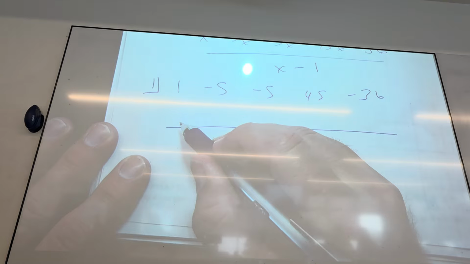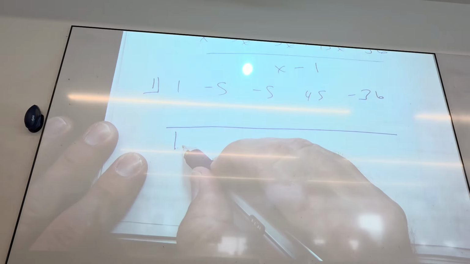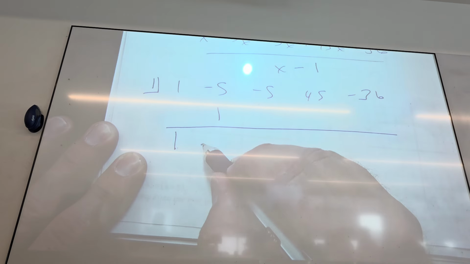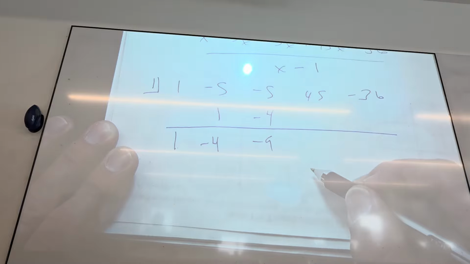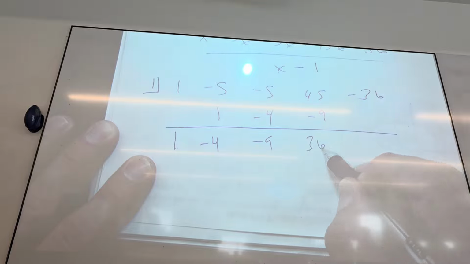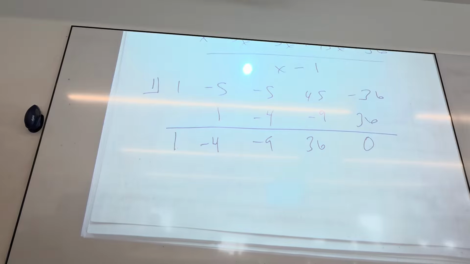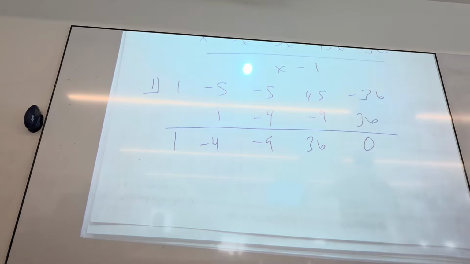1 times 1. Bring the 1 down. Is that what you said? Okay. 1 times 1 is 1. -5 times 1. And then add these together and multiply and add, right? Multiply, add, multiply, add. Now, can somebody tell me, there's several answers I'll accept. What does that 0 mean?